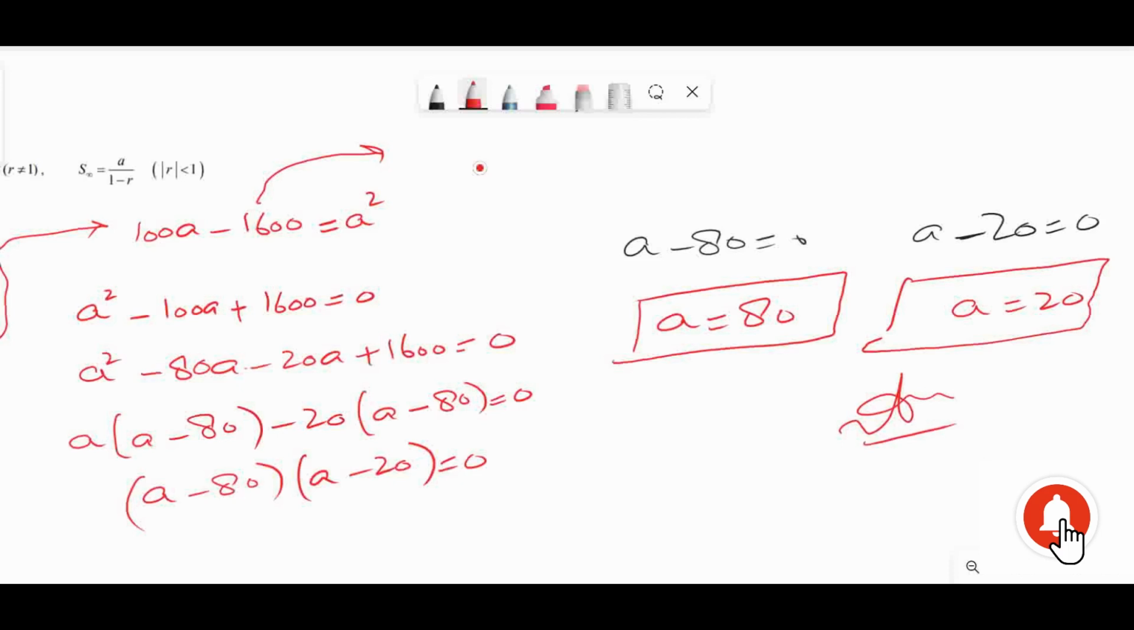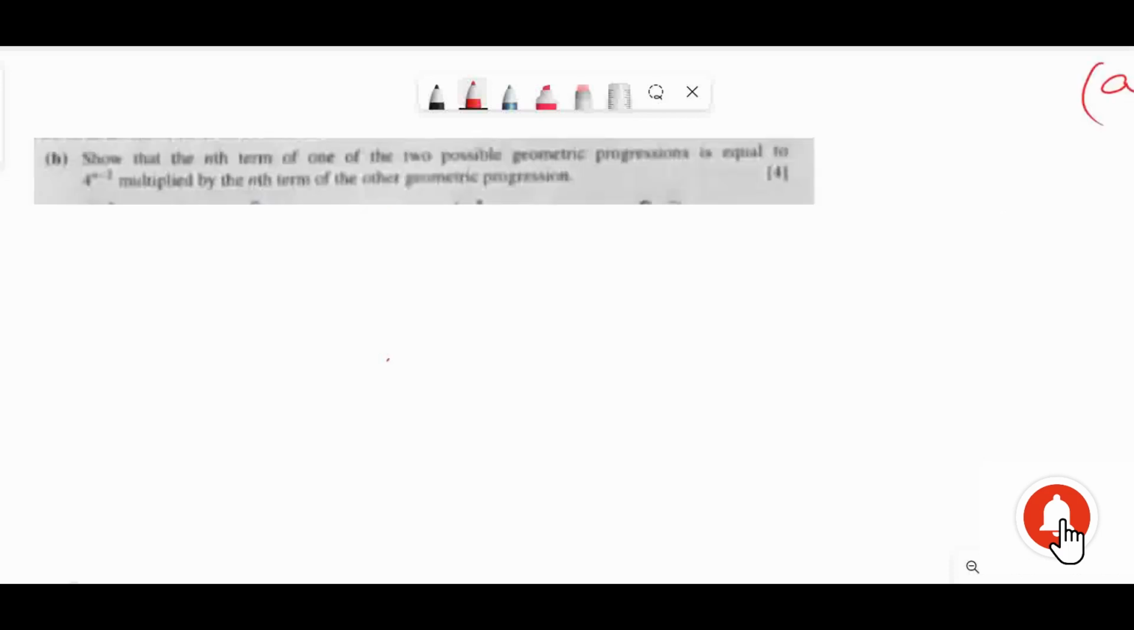Let's move on to the next question. Now part B is: show that the nth term of one of the two possible geometric progressions is equal to 4 to the power n minus 2, multiplied by the nth term.